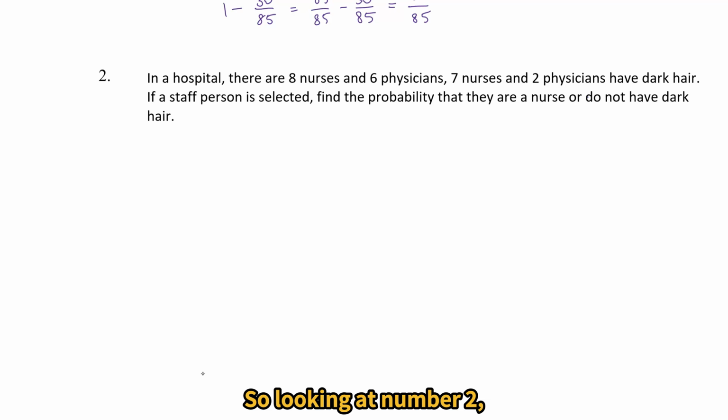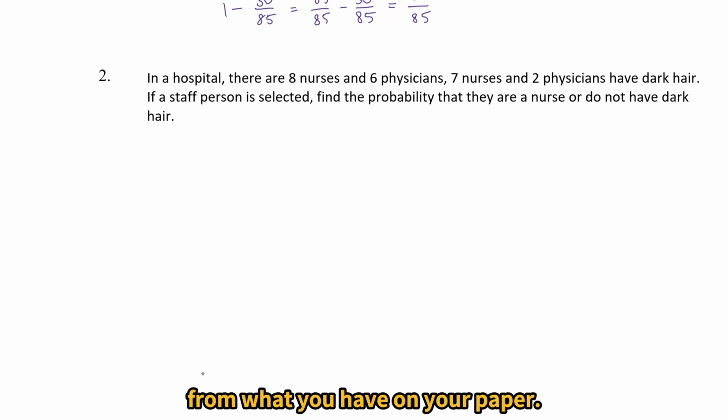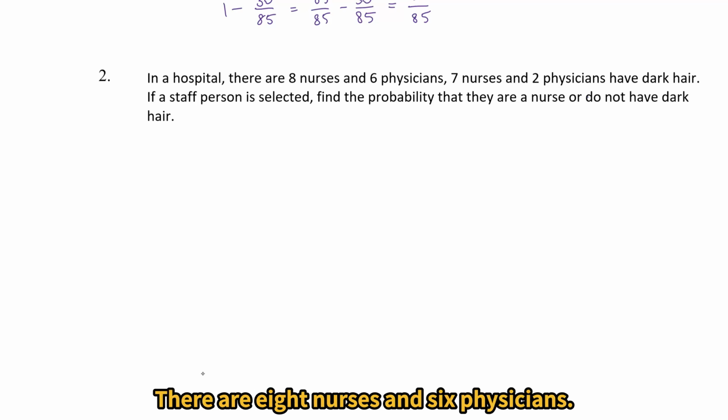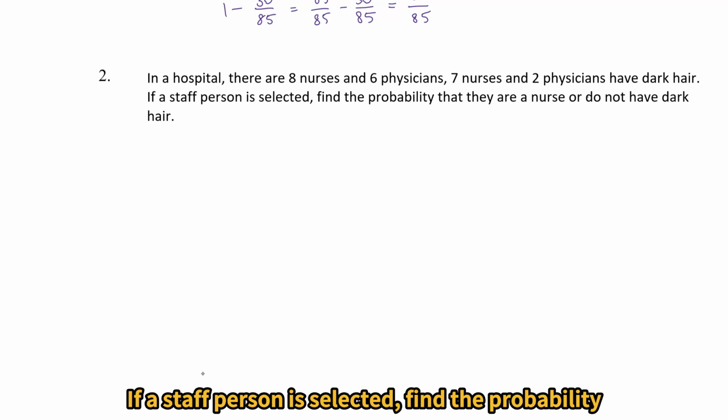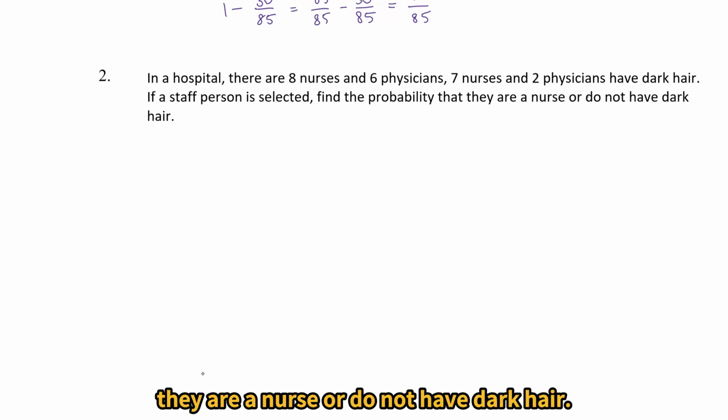So looking at number 2, I did modify it slightly from what you have on your paper. I apologize for that. In a hospital, there are 8 nurses and 6 physicians. 7 nurses and 2 physicians have dark hair. If a staff person is selected, find the probability they are a nurse or do not have dark hair.